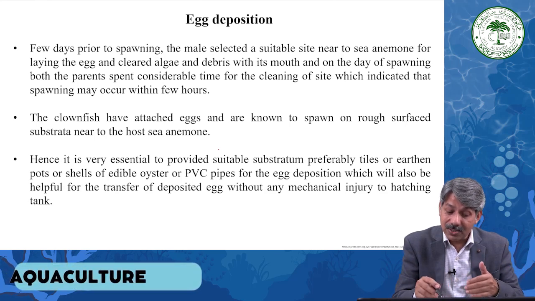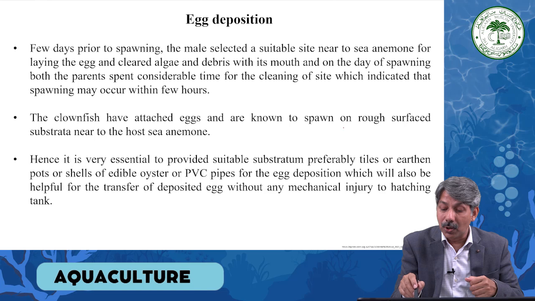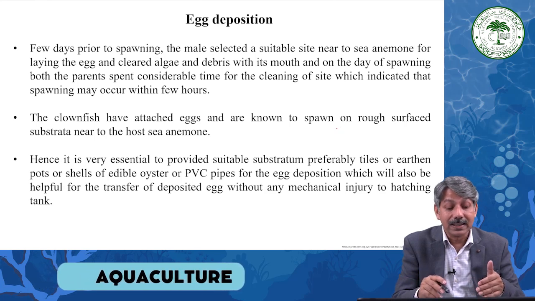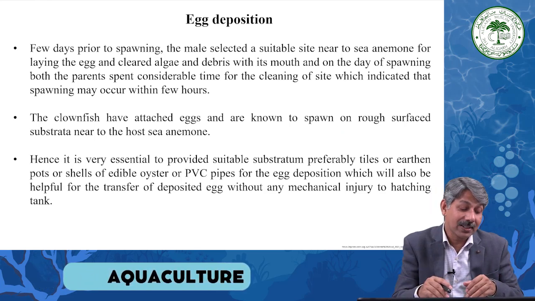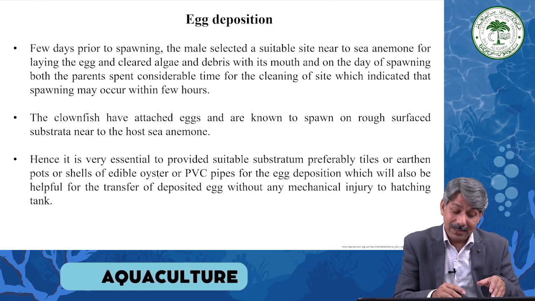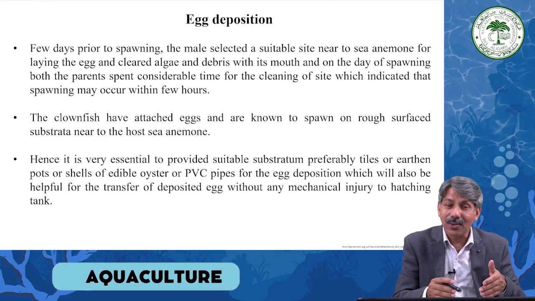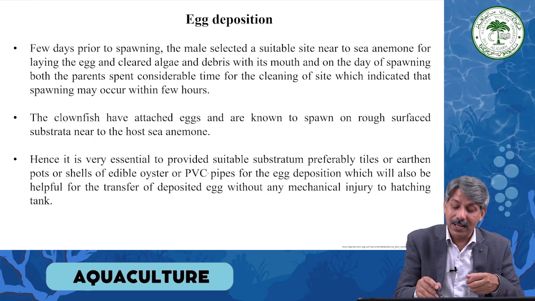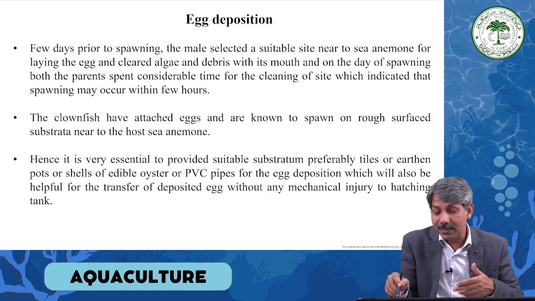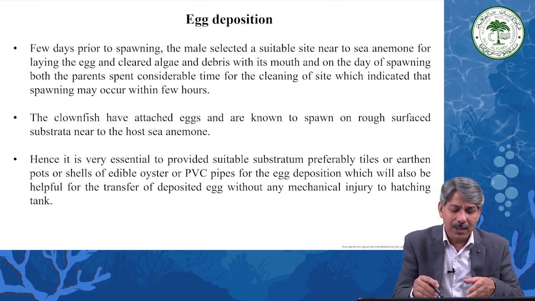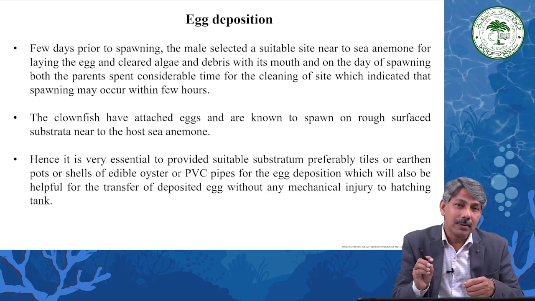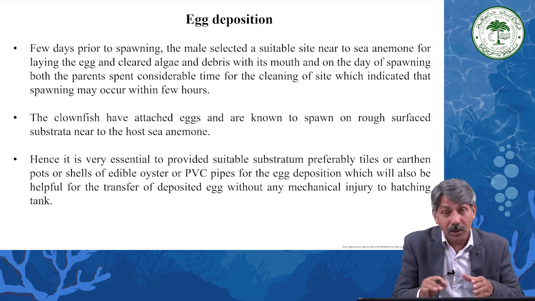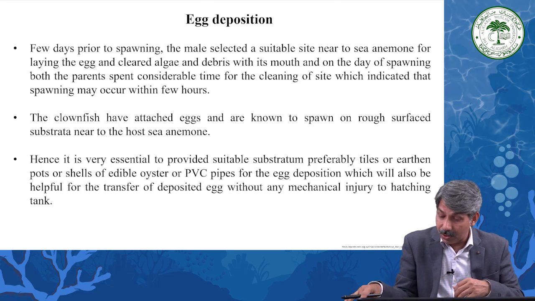The clownfish have attached eggs and are known to spawn on rough surface substrata near the host sea anemone. If you have this idea, then it is essential, or you can say it is advisable, to provide suitable substratum, preferably tiles or earthen pots or shells of edible oysters or PVC pipes for the egg deposition. But try to provide such material which does not have sharp edges that may damage your tank or the eggs in the process.